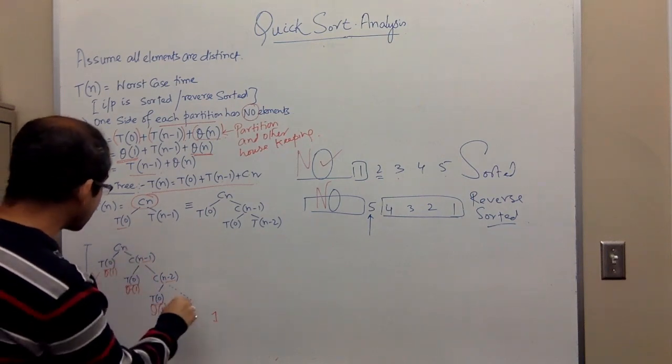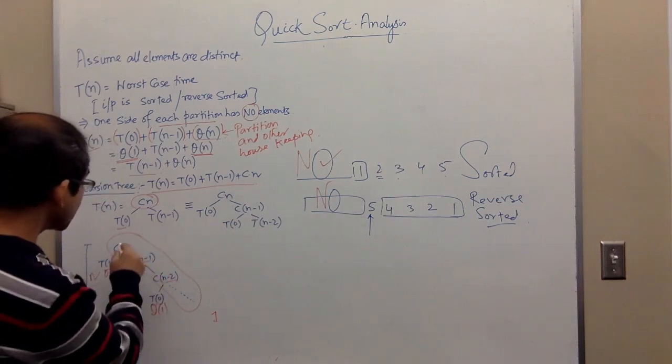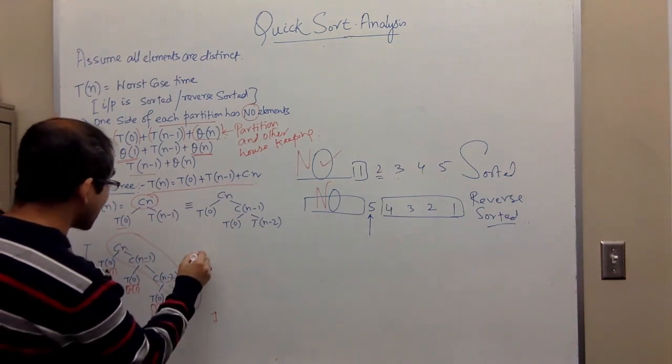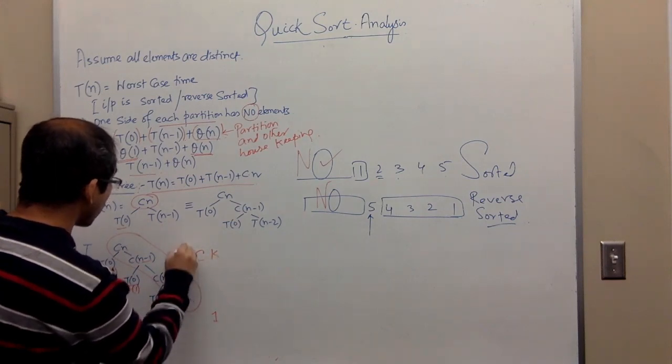And what is the cost of this part? This entire part will have how many elements? This will have all the n elements. So this is actually c times k, and you sum for all n elements.